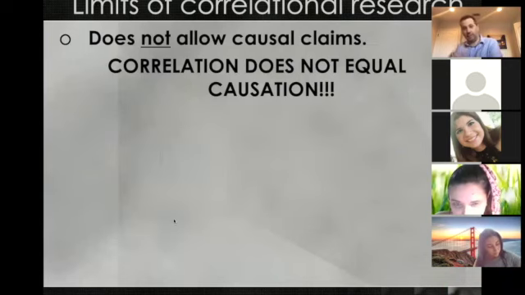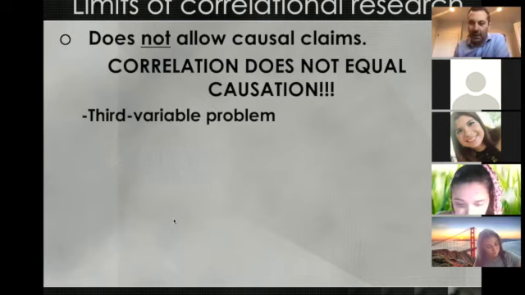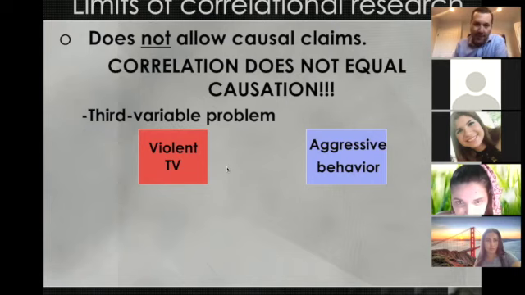But there's a second reason as well, something called the third variable problem. Because it is possible for two variables to be correlated with one another, even though neither of them causes the other one. And that's going to happen when you have a third variable. So let's go back to the same example we were using.